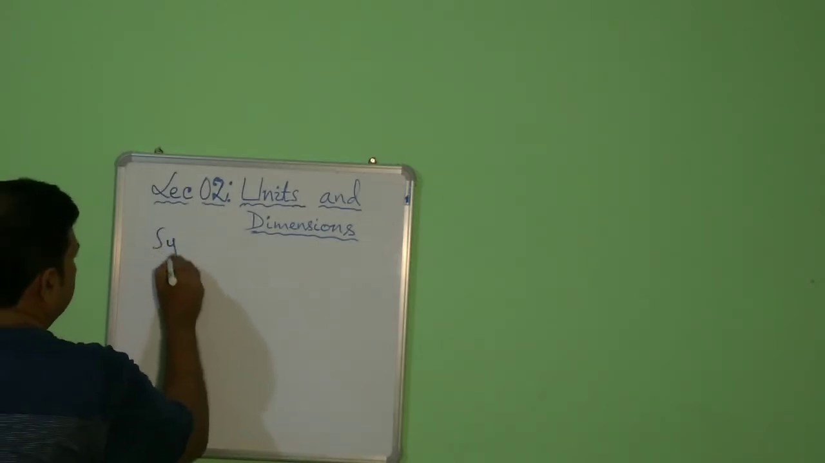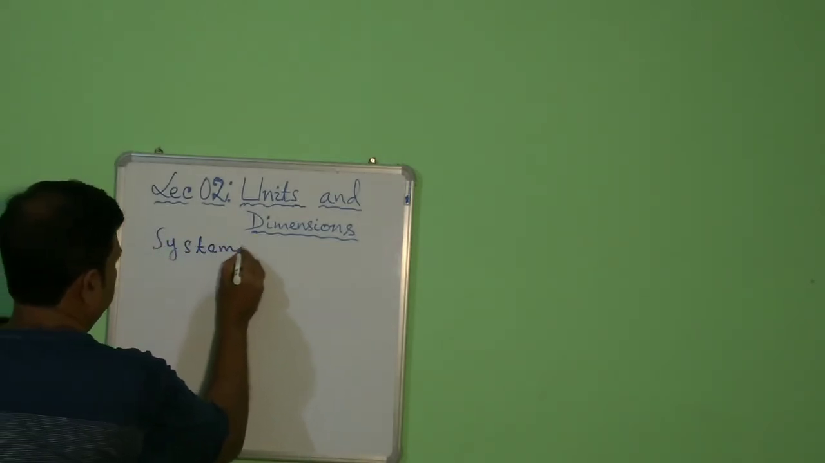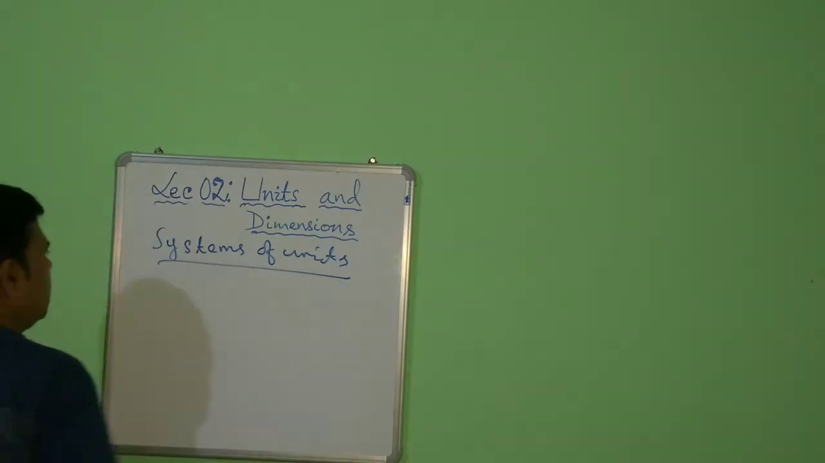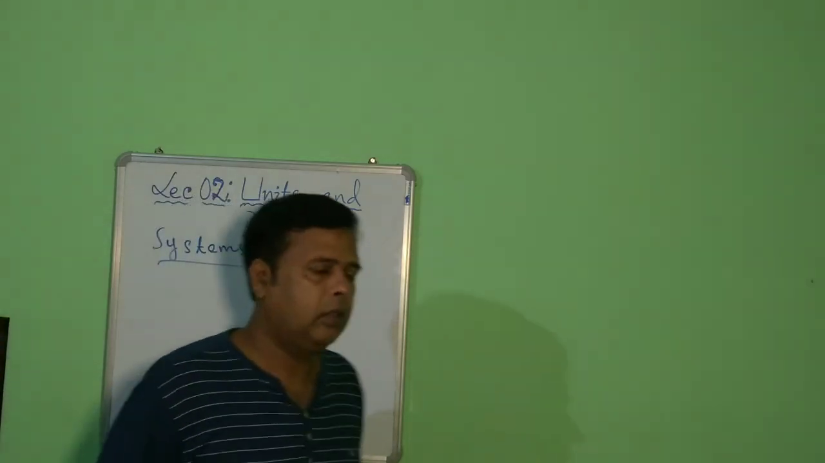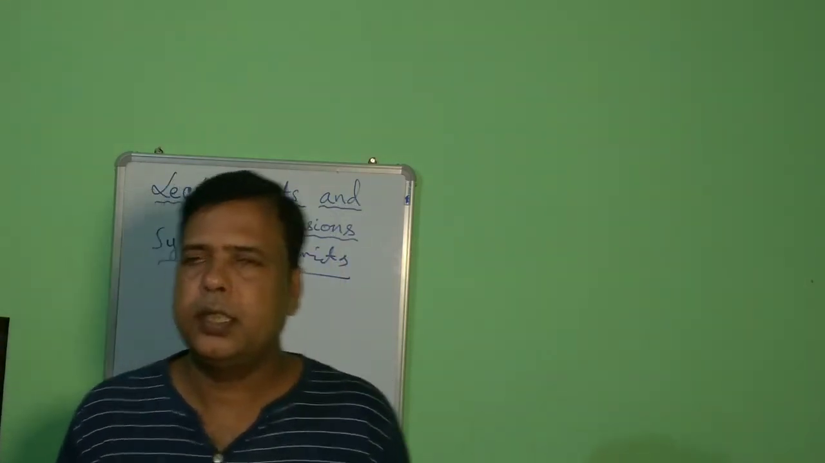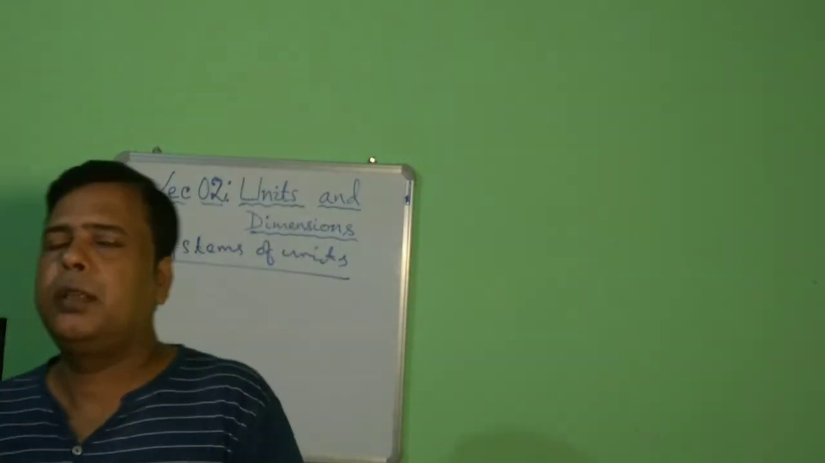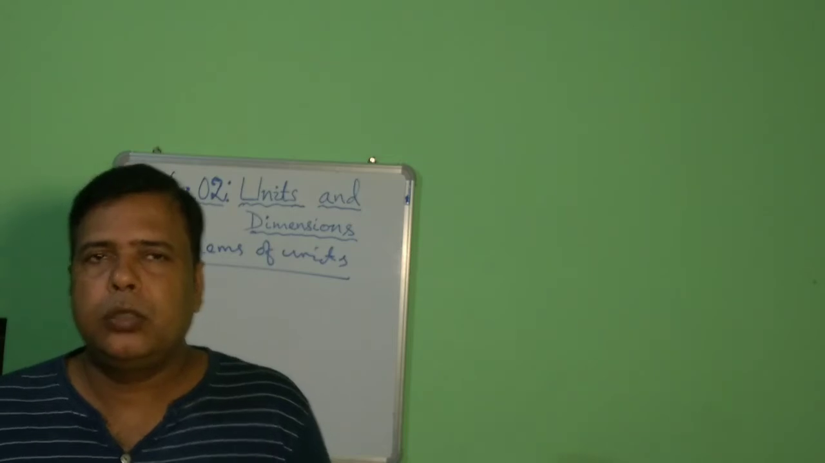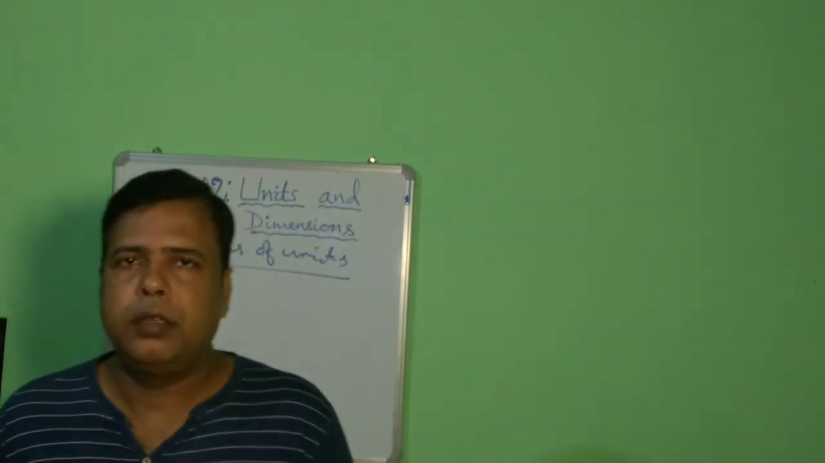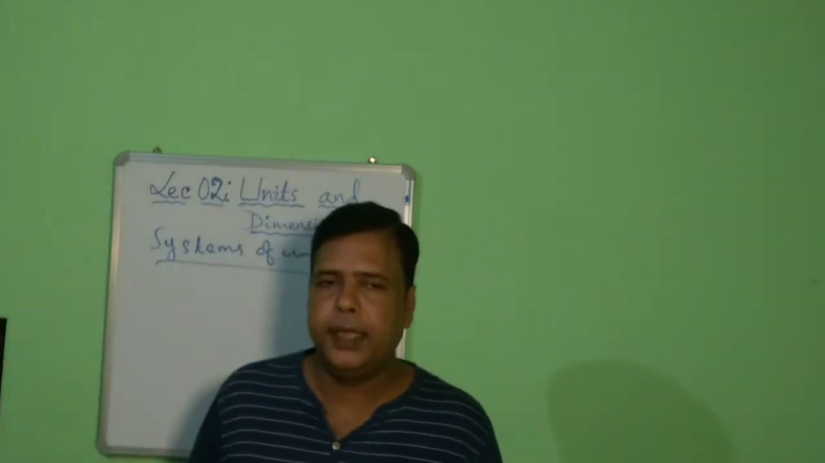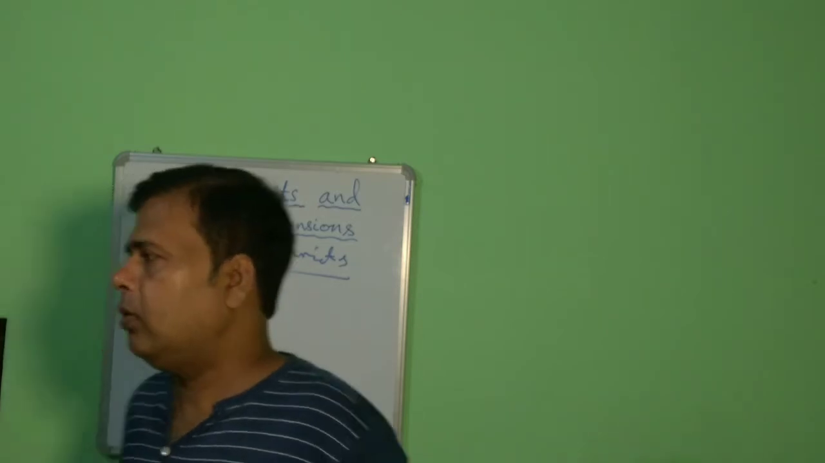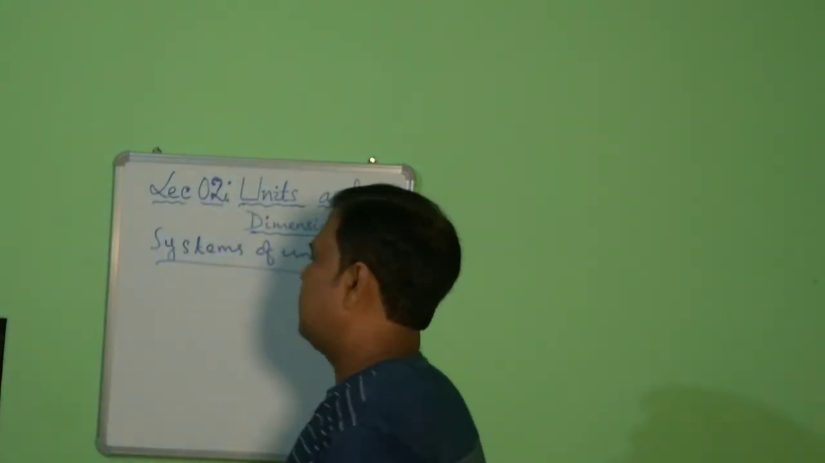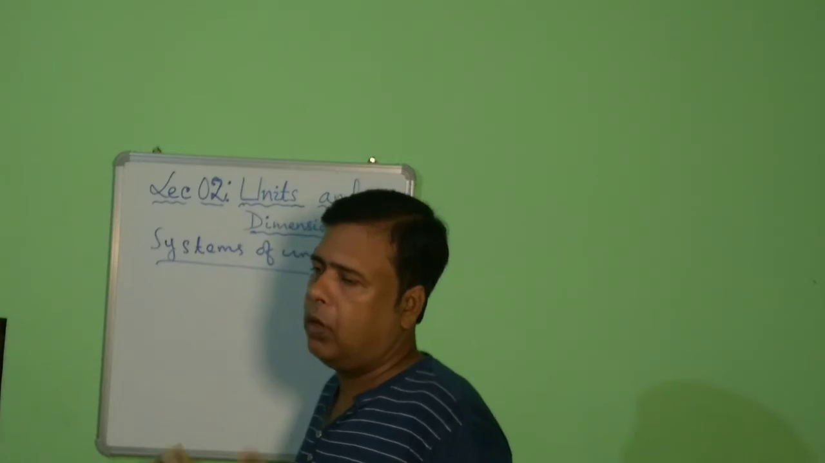Then what are the various systems of units? Of course, throughout the world, various units are used for physical quantities. It is not necessary that length is always measured in terms of meter. Somewhere it is also measured in terms of feet, or foot, or inch. So there are various types of units available, and for that, we need a proper system of units.